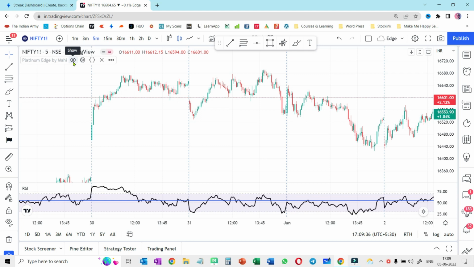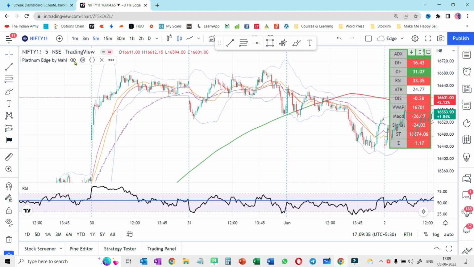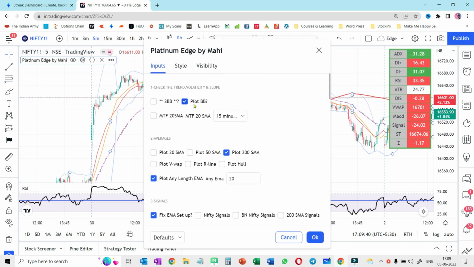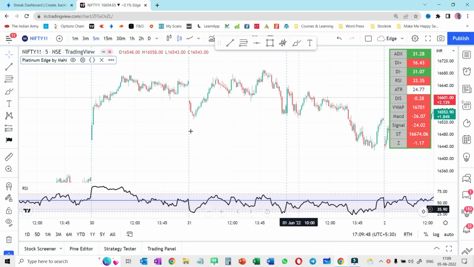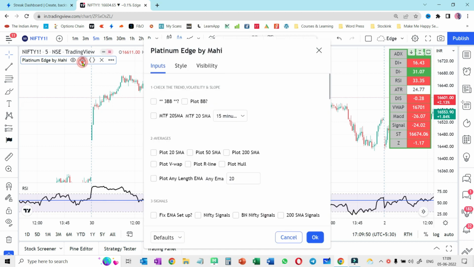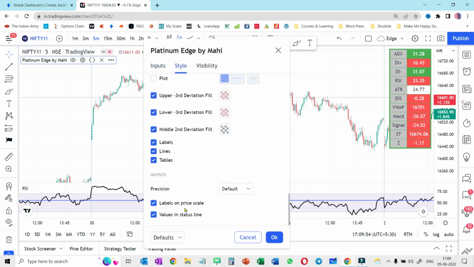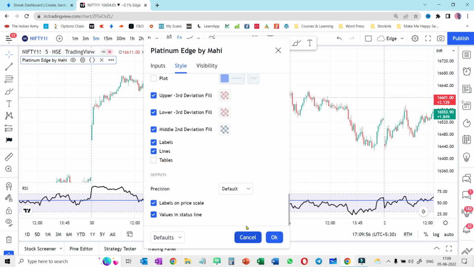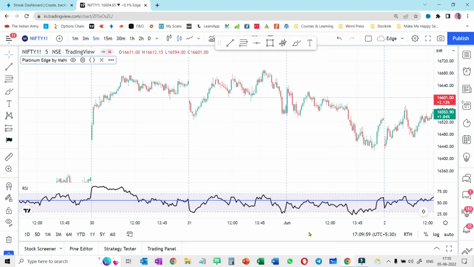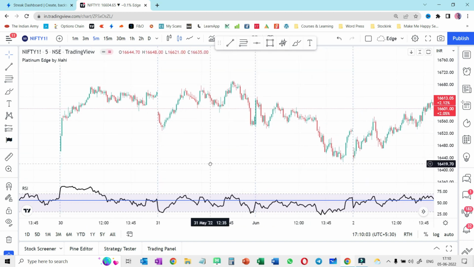So, I'm applying my indicator now, and in this indicator, I am removing everything first so that you can easily see it. Now there's nothing over here. I'm also removing the tables. So now we have an indicator which has not applied anything.